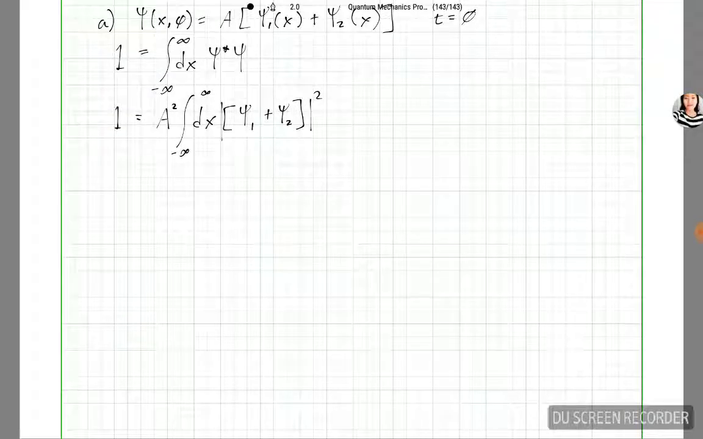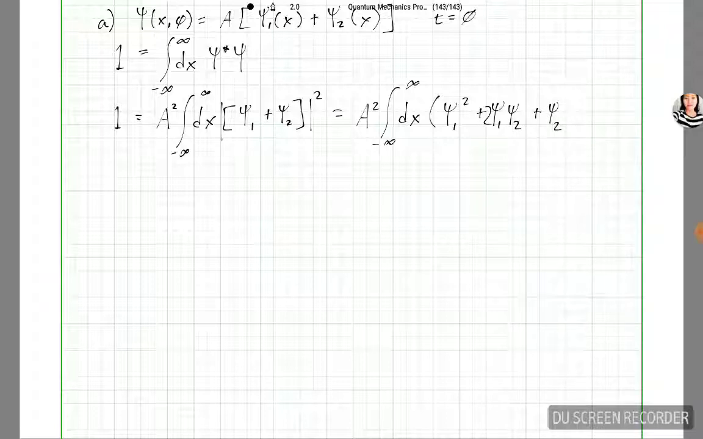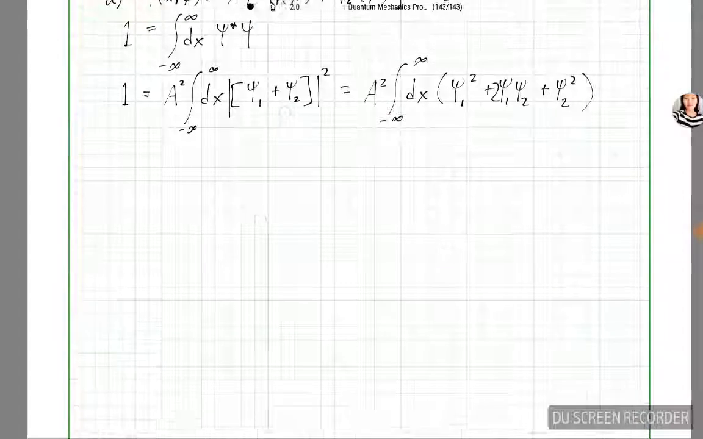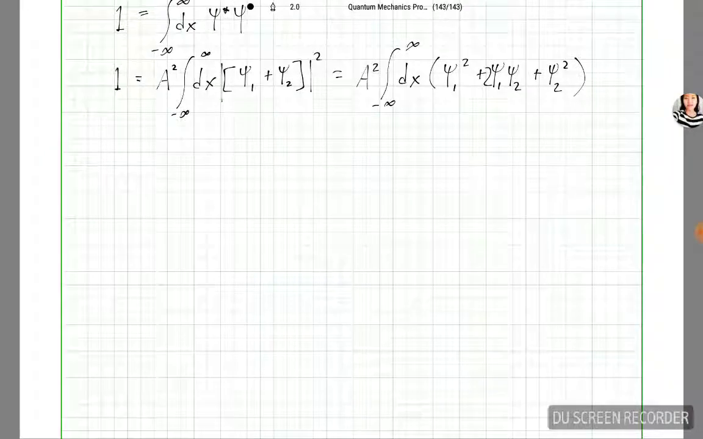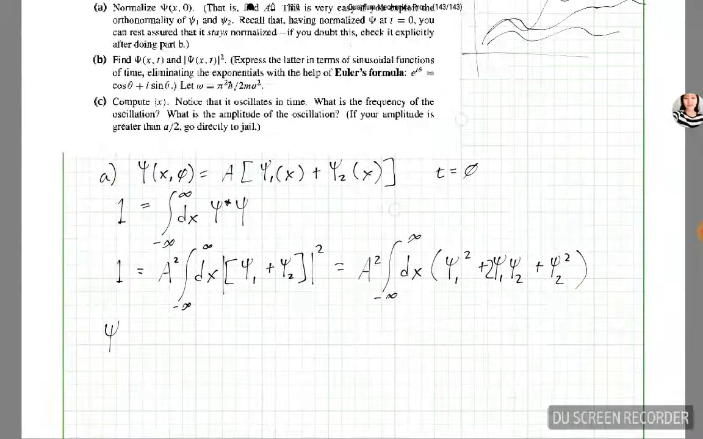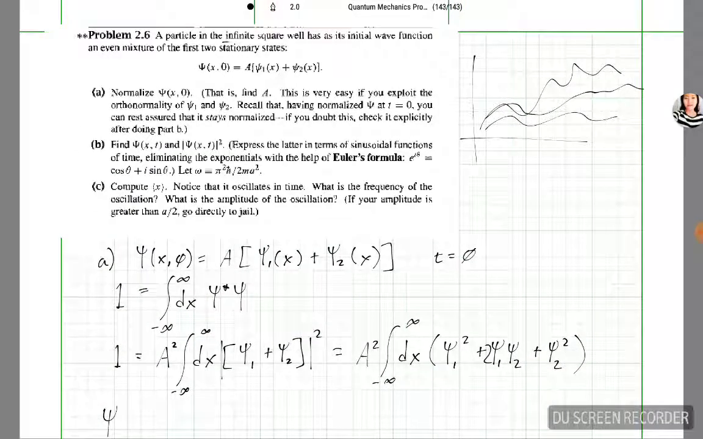Okay, we can go ahead and parse that out using good old FOIL. So I get psi 1 squared plus psi 1 psi 2, psi 1 psi 2, plus psi 2 squared. So just using regular old FOIL, nothing too complicated. And now we're going to have our general wave function. So this is a particle in an infinite square well.